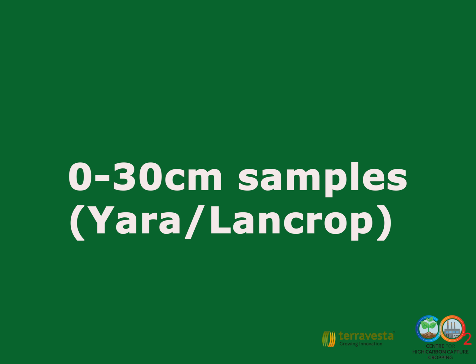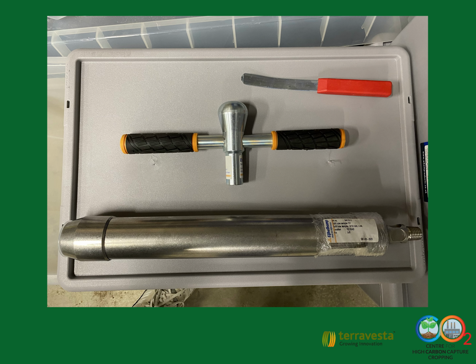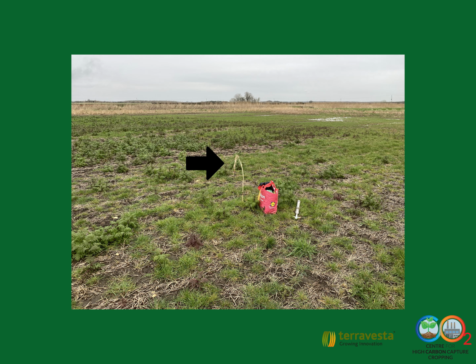For the 2 0 to 30 cm baseline samples per plot, which are to be bulked and sent to Yara or Landcrop, we again use a 40 cm split tube corer. As with all the samples, firstly record the What3Words at a randomly selected location within the 5 metre plot radius around the central marker.